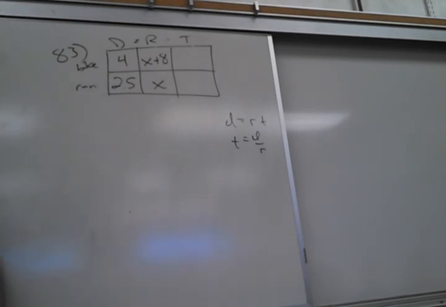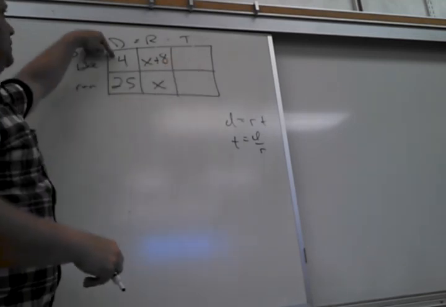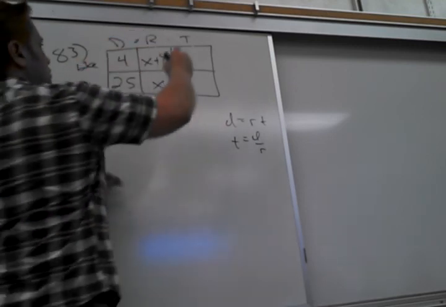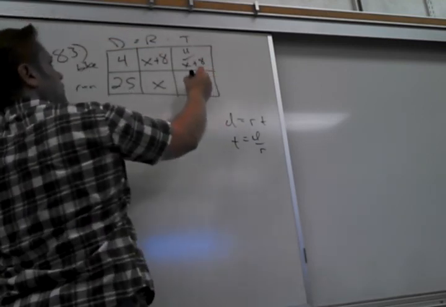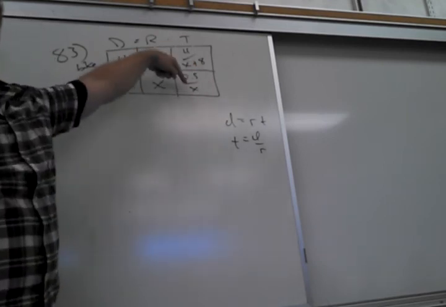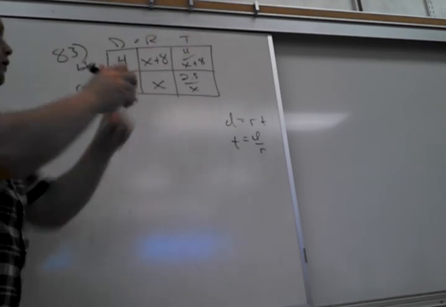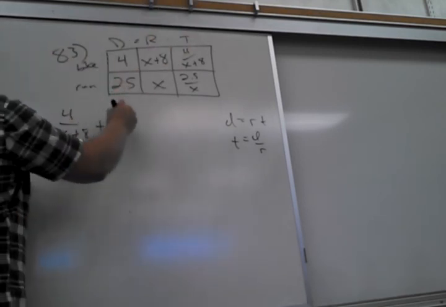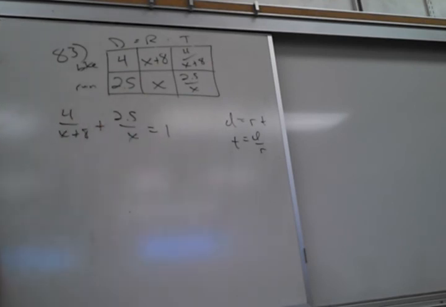You guys with me? So how do I get this time? I take the distance 4 divided by the rate, so I get 4 over x plus 8. Distance divided by rate, 2.5 over x. And these two are supposed to add together to equal the total time, 1. So you get 4 over x plus 8 plus 2.5 over x equals 1. It looks a lot like that first problem on the warm-up exercises we did. LCD kind of stuff goes on here. I put them equal to each other, that's where I messed up. If they had the same amount of time, that would have been the way.